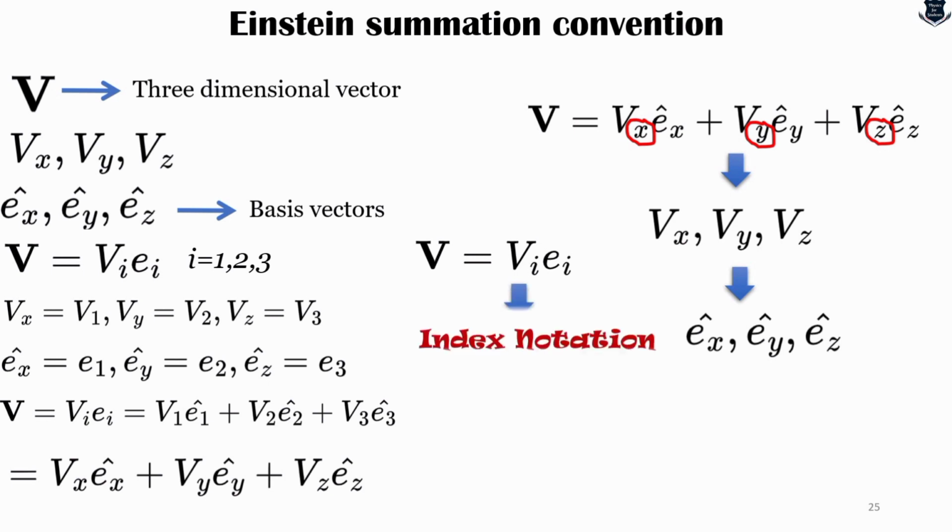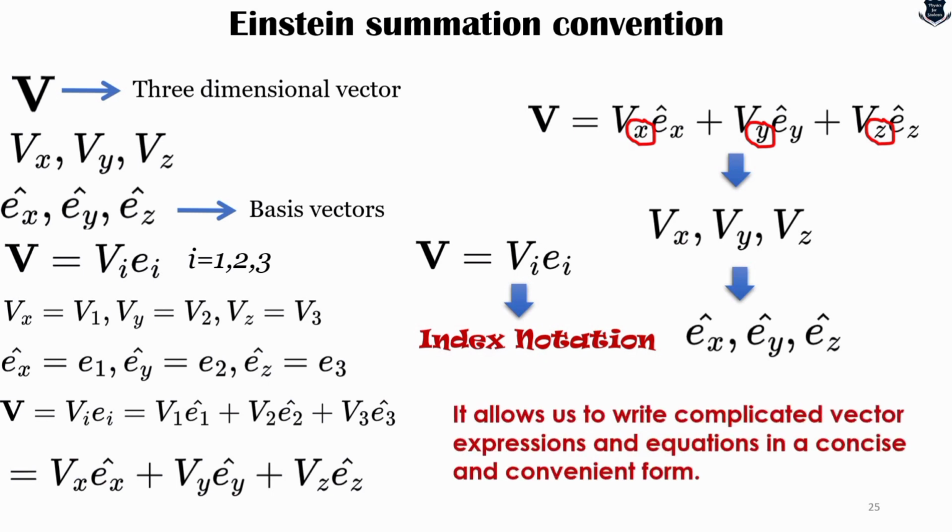Now, this expression is something which is called the index notation. Now, there is definitely a use of index notation. It actually helps us to write complicated expressions in a much more concise manner. So this is something which is basically, we are coming to the Einstein notation convention.